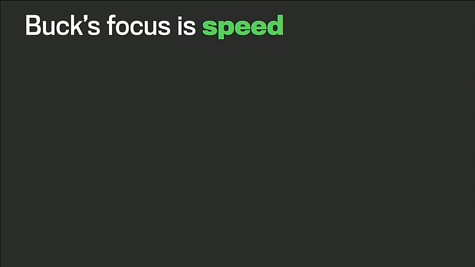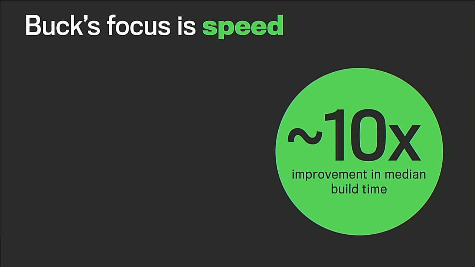So as you might have guessed, Buck's focus is speed. We've seen about a 10x improvement in the median build time of our main Facebook app over the last year. So this is not comparing Ant to Buck. This is just comparing Buck from a year ago to Buck now. And this does not control for the size of the app. Obviously, our app has increased in size during that time, but still the overall absolute median build time has gone down about 10x. We have a lot of important optimizations that allow this to happen.